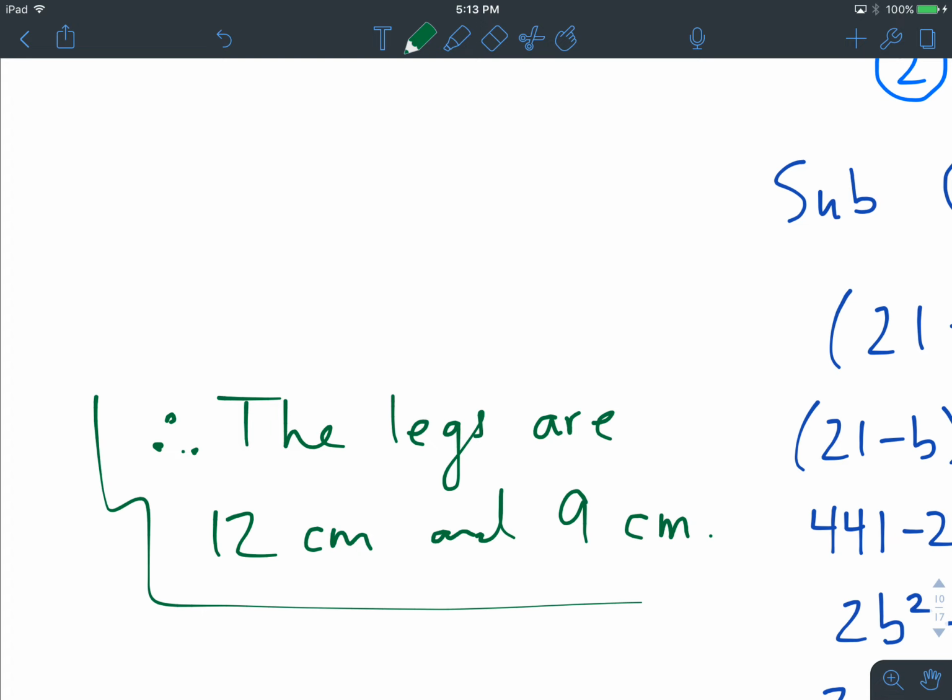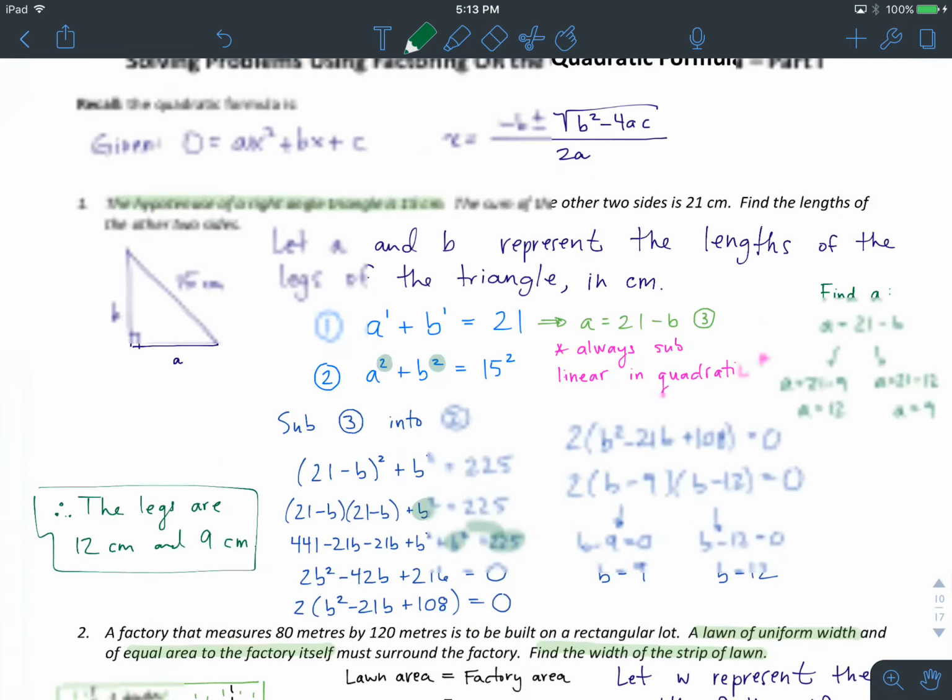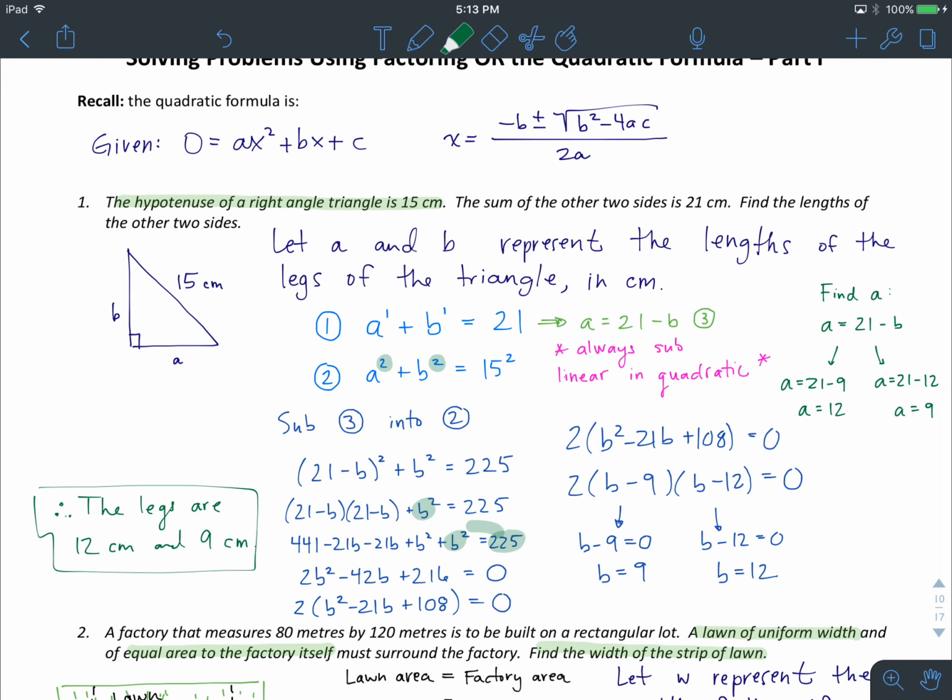Now I will say that had they not been equal to each other, so if this part over here had spit out something different than 12 and 9 when you subbed in 9 and 12 respectively, there could possibly be questions where there are two sets of answers because we're dealing with a quadratic here, so there are possibly two sets of solutions. So don't be alarmed if that happens. It wasn't the case here.